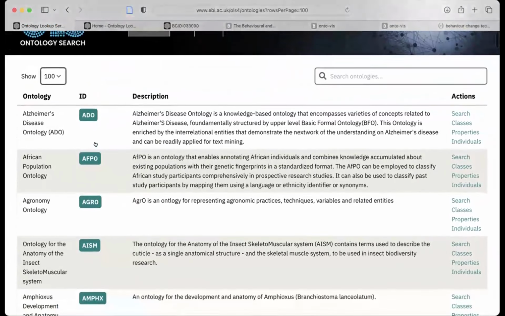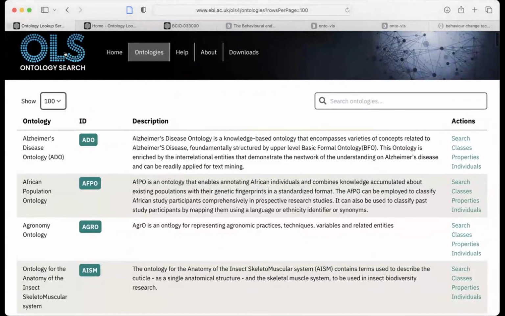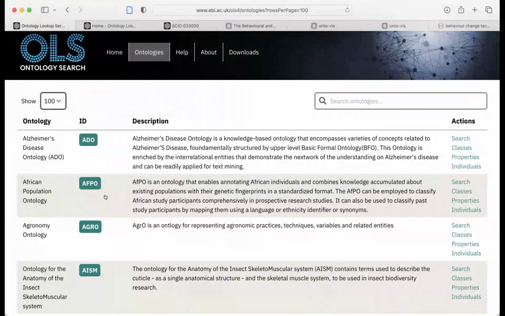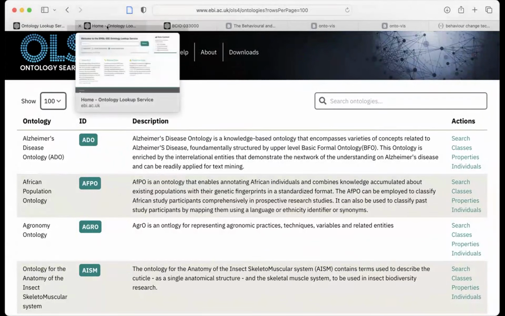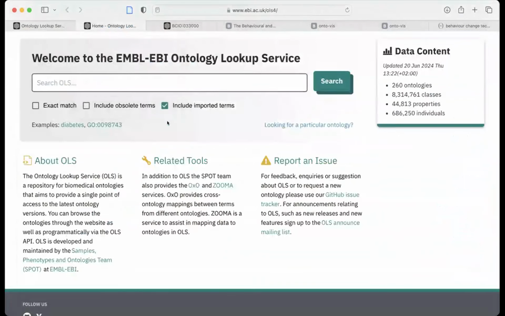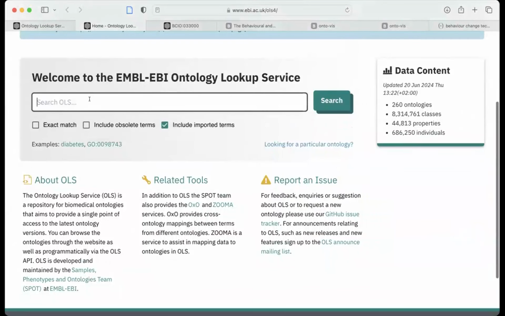So here you see, for example, an ontology repository which allows searching. This is called the Ontology Lookup Service. And here you can search the content of all of these more than 100 different ontologies at the same time. So this gives you a tool which you can use to explore the full wide space of all possible ontologies for a term that you're interested in. And so I think this is really neat.